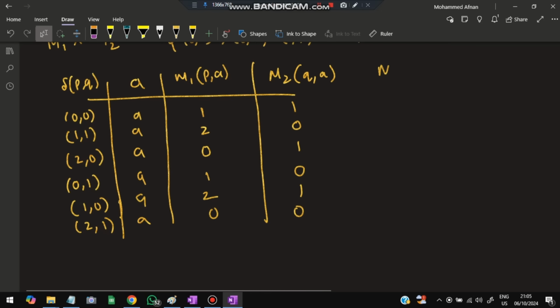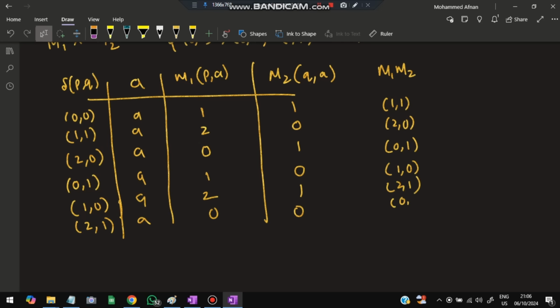Next, it will be M1, M2. You have to take it together. So M1, M2, when you take it together, it will be 1, 1, it will be 2, 0, and this will be 0, 1, and this will be 1, 0, and this will be 2, 1, and this will be 0, 0. Now you have to obtain the transition diagram. Using this table, you have to make the transition diagram. So this is the source, this is the output. So 0, 0 upon A, you'll reach 1, 1. Like that you have to make. Okay, let's make that.